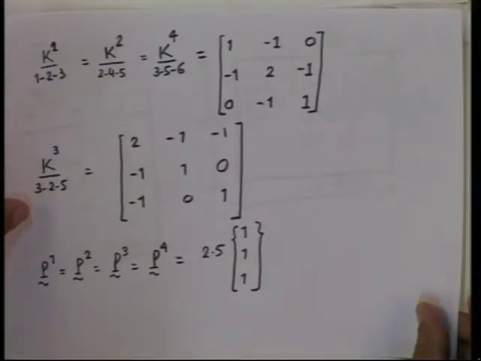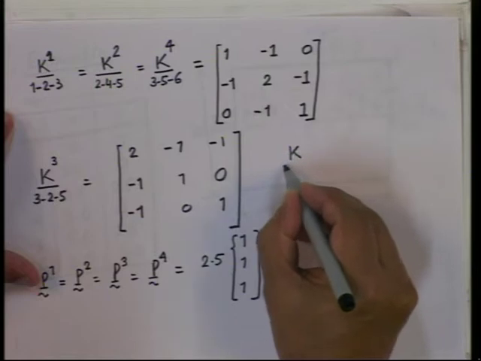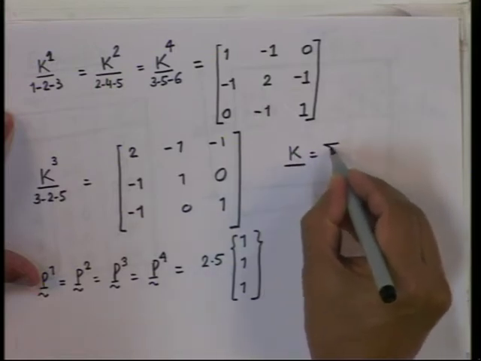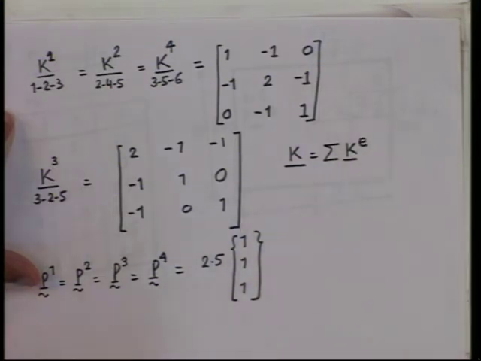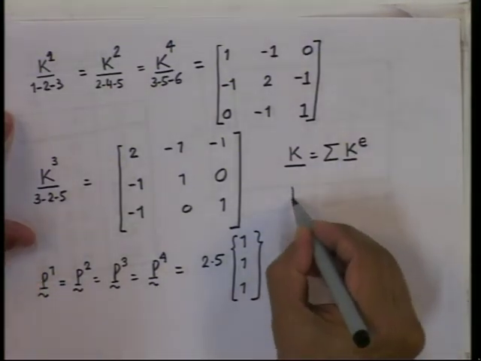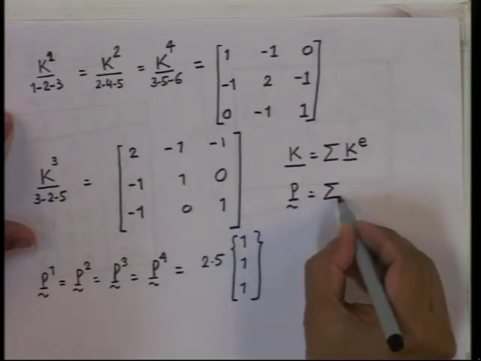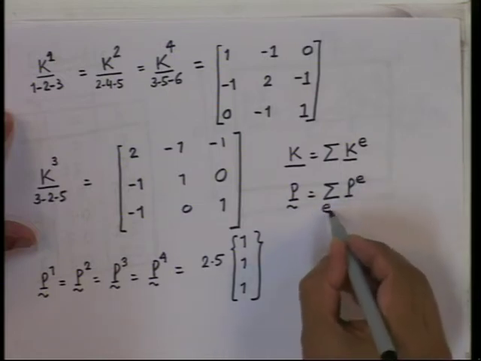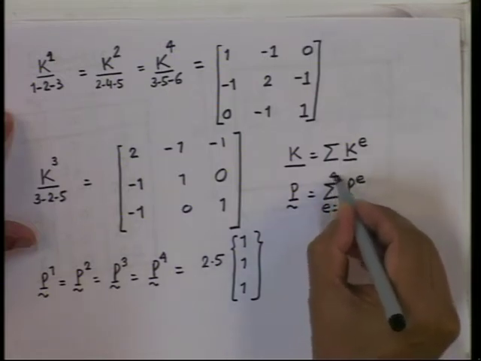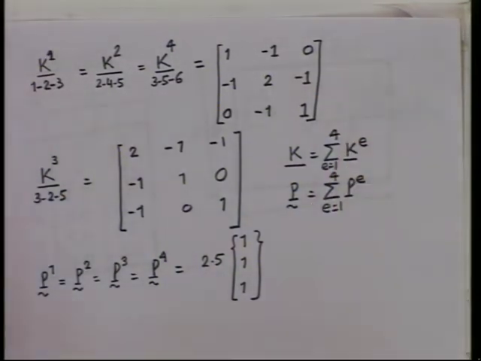And then once you have got the element property, next you have to find out the total k by summing up, and then you have to find out the total p again by summing up. Here E goes from 1 to 4. So, this job you have to do.